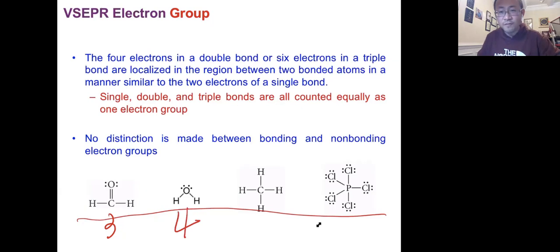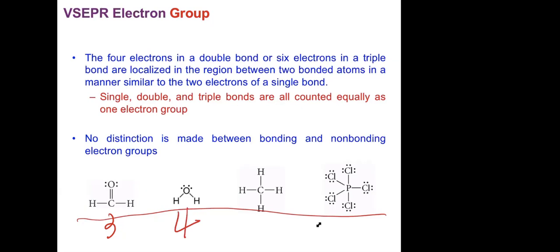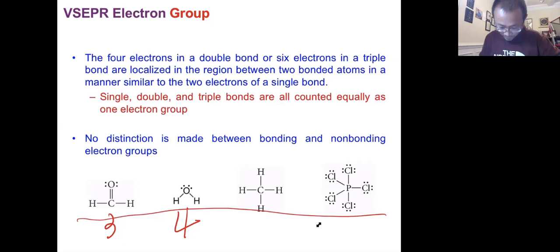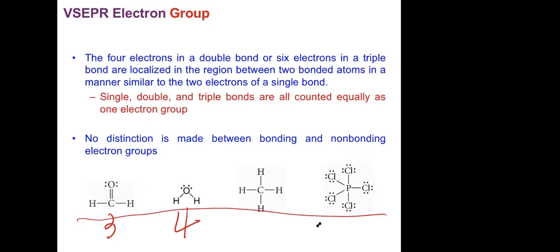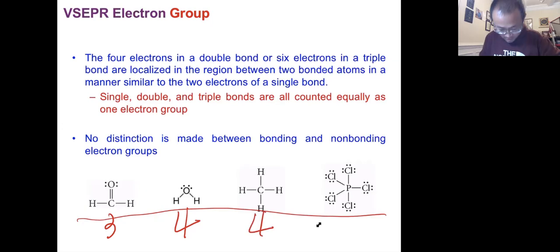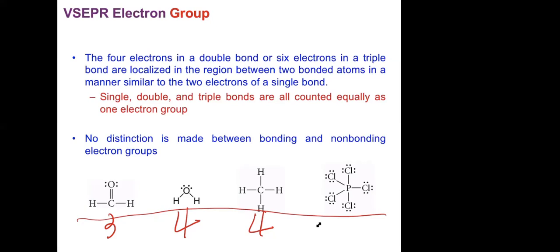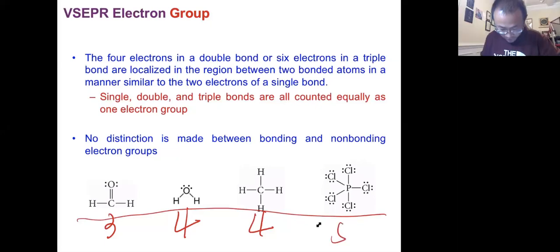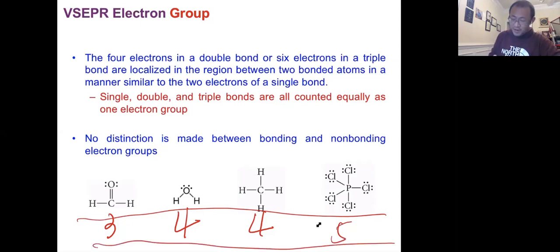4. 4 groups. Next, the third molecule. What's the central atom? Carbon. How many groups? 4. 4 groups. Very good. The last molecule. What's the central atom? Phosphorus. How many groups? 5. Good. Okay, so we'll stop here.